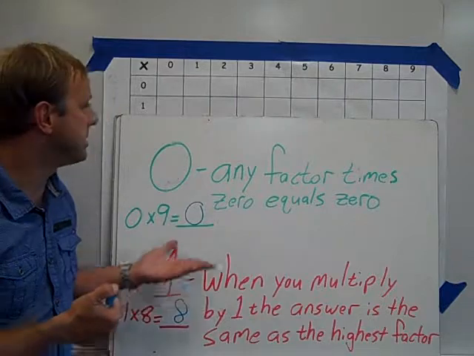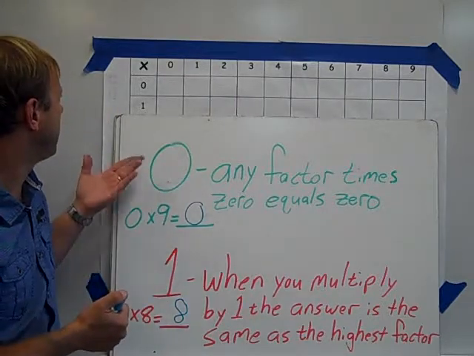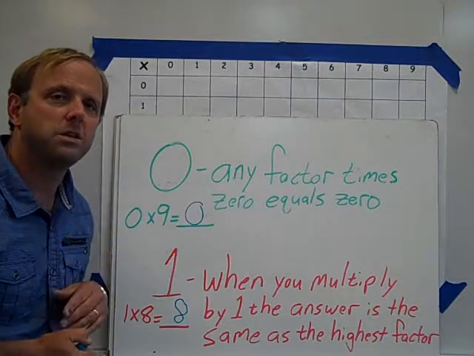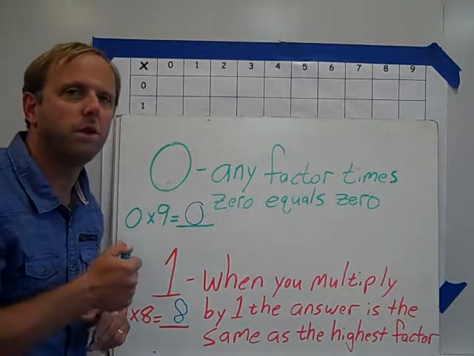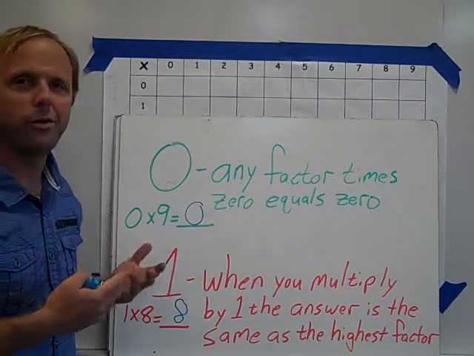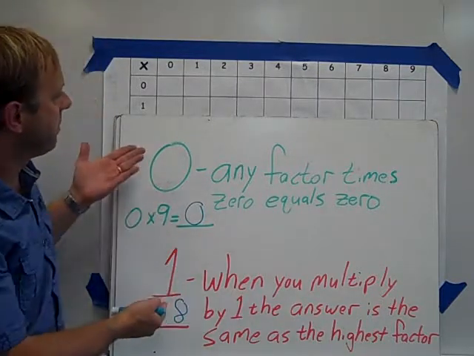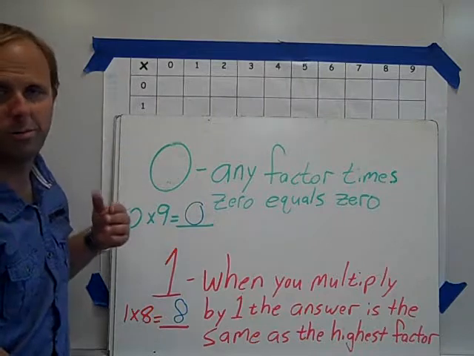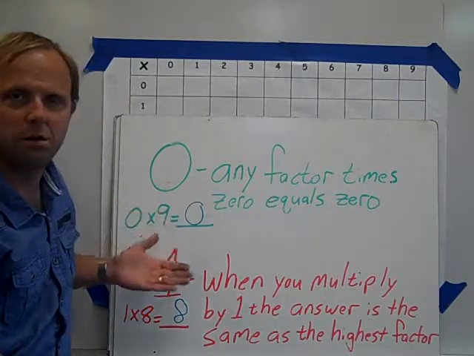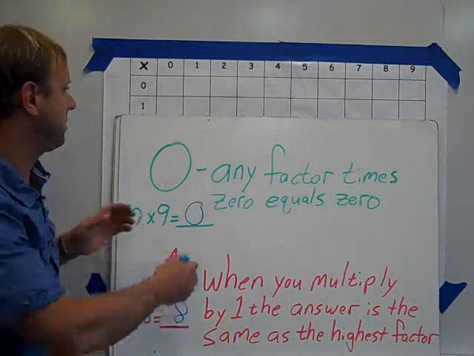So with these two right here, 0s and 1s, believe it or not, and this surprised me, that represents 36 of the 100 facts that you need to know. So you're really more than 1/3 of the way through simply remembering that multiplying by 0, your product is 0. Multiply by 1, and the product is the larger factor. It's the same as the largest factor.